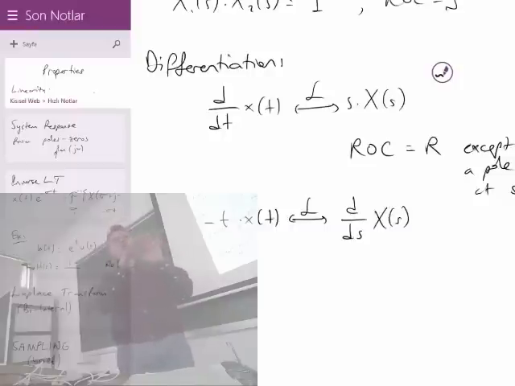In the time domain, what is a derivative? It gives you the gradient, the slope. X of s is a surface. So how do you take the derivative? How do you find the gradient? Do we have a directional gradient? It's a surface then. X of s is a surface, by the way. What kind of a derivative are we thinking of?